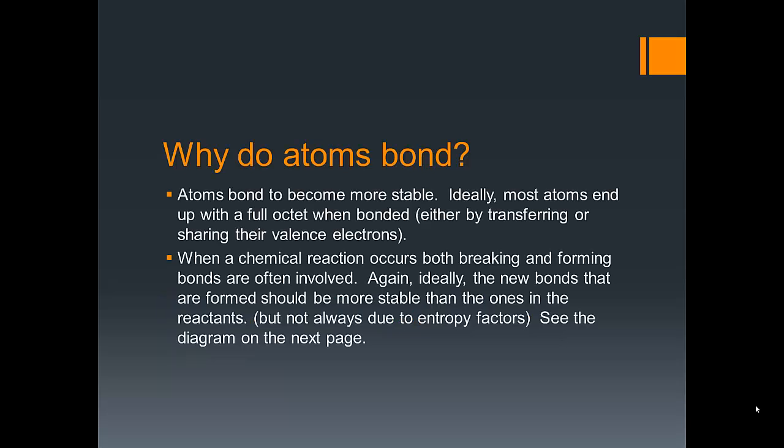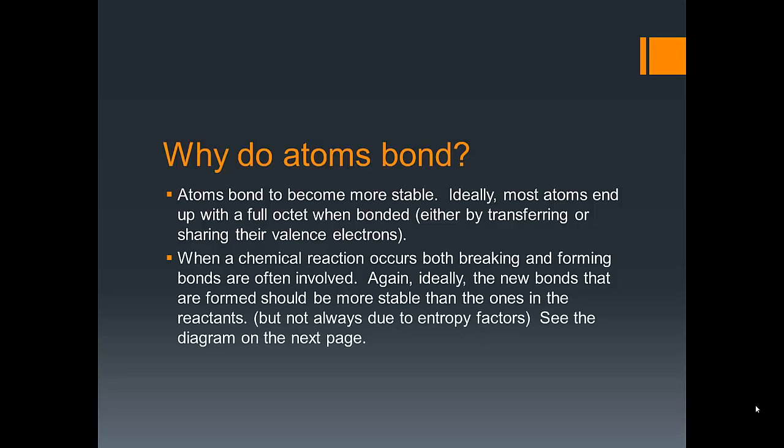So first part, why do atoms bond? Atoms bond to become more stable. Ideally, most atoms end up with a full octet. Remember, the word octet means 8 electrons. So when they're bonded, either by transferring or sharing their valence electrons, they should end up with 8, generally.